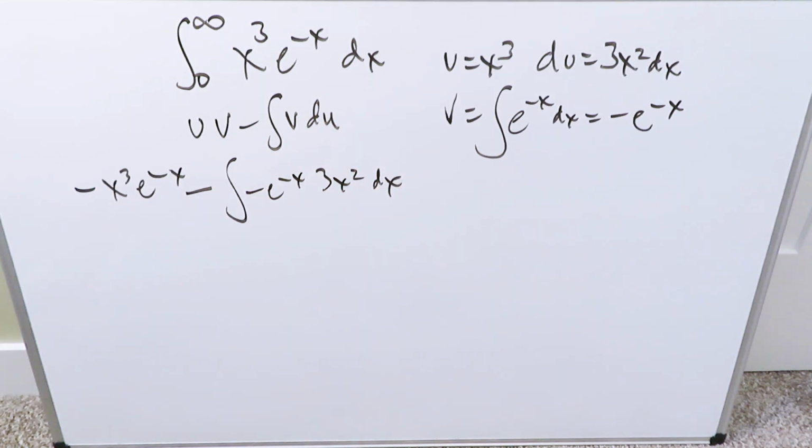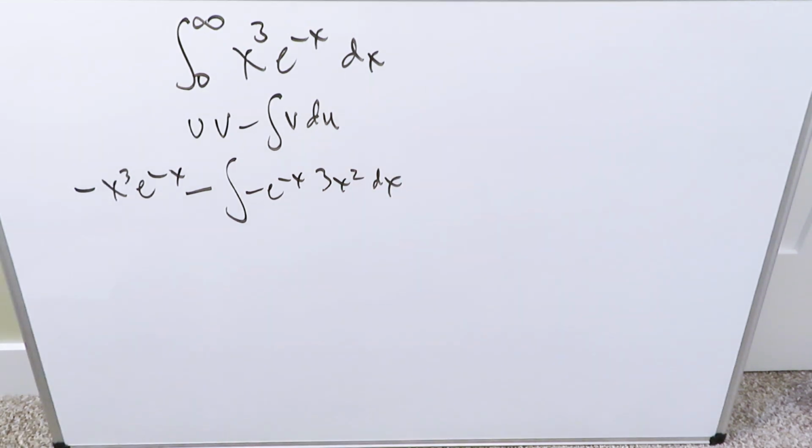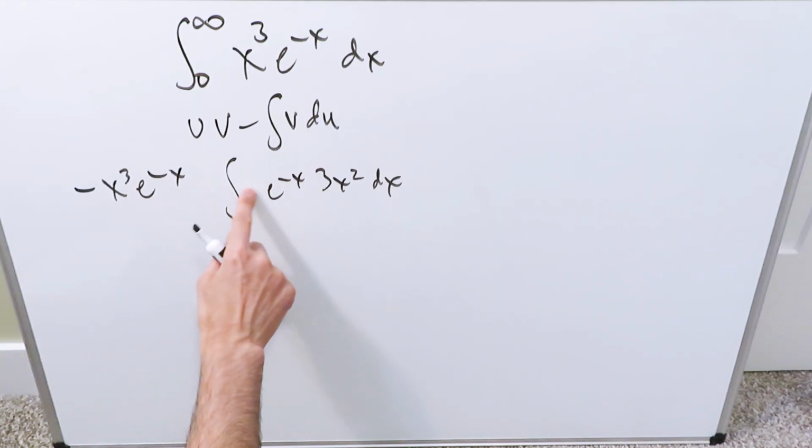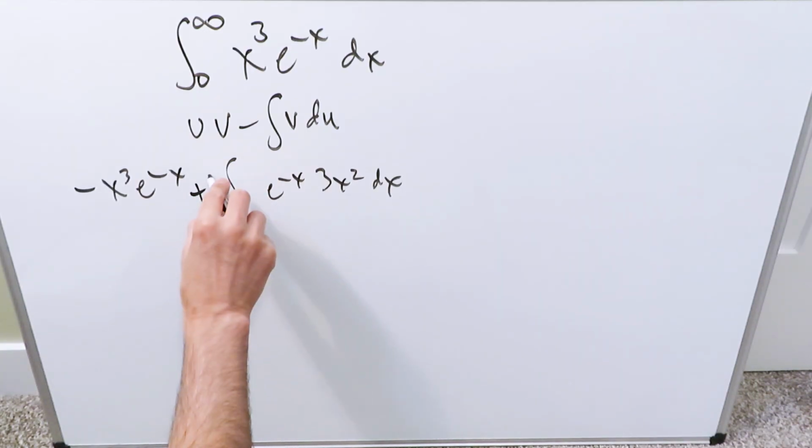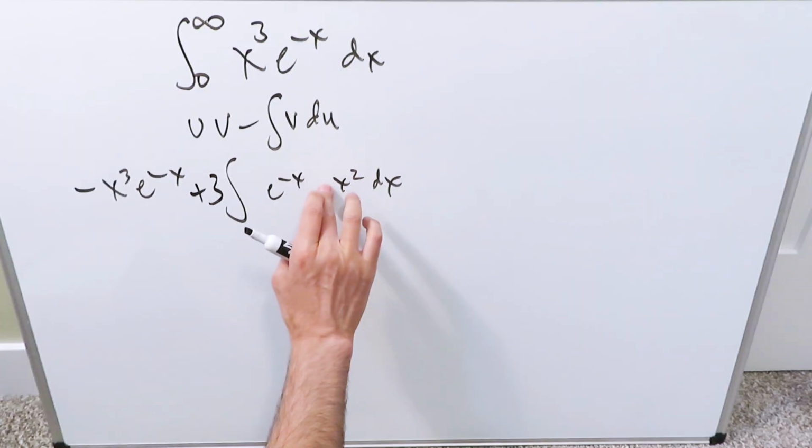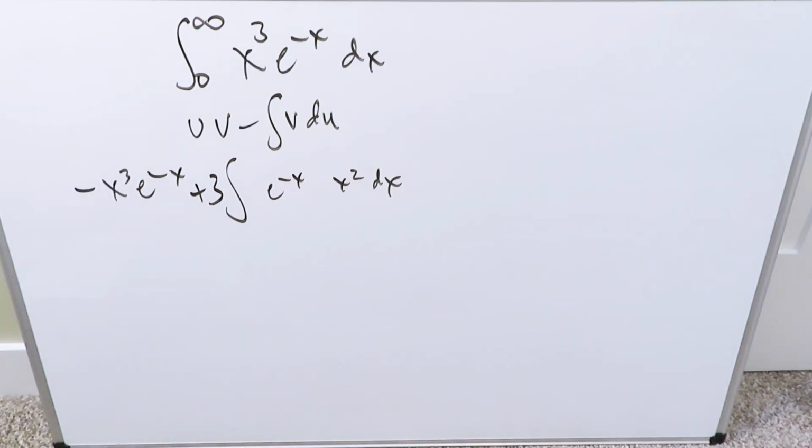Now what we can do is simplify a little bit here before we go ahead. I have a minus and a minus, it'll become a positive. I have a constant, I'll bring that out. So what I'm left with here is this, e to the minus x, x squared. Now we begin the second round.